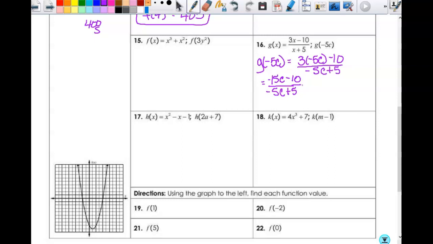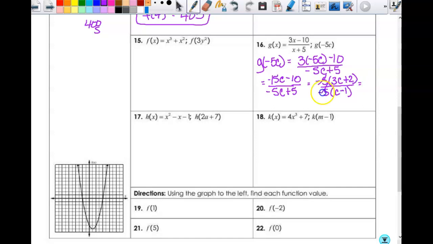Can I cancel those c's out? No. Or the 5s or anything? No. Can I reduce this fraction? Yes. But first, factor out the GCF in the numerator and denominator. So in the numerator, I'm going to go with a negative 5. That's going to be c plus 2. You could have done a positive 5 also, but then in the denominator, negative 5, and then c plus 1. No, c minus 1, sorry. The wrong thing. C minus 1. Now can I cancel some stuff out?